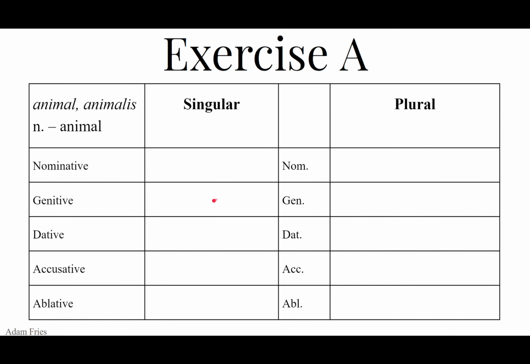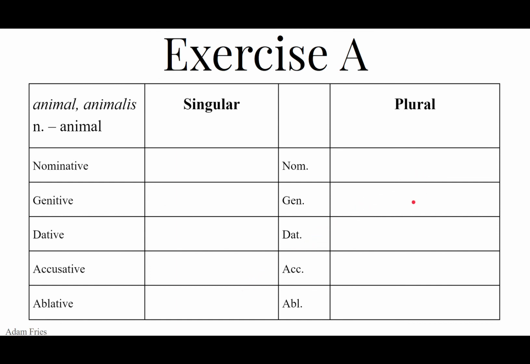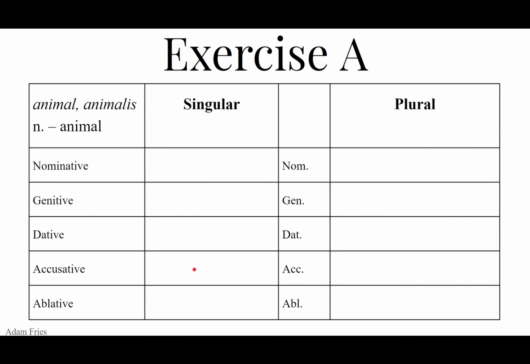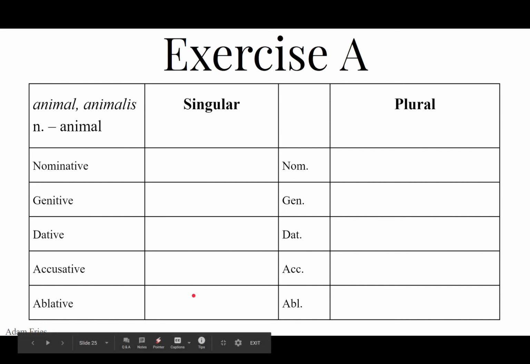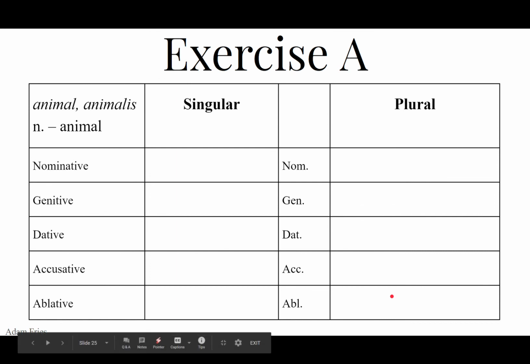So blank, -is, -e, same as nominative, -e, where it's the letter I, -ia, -ium, -ibus, -ia, -ibus. So animal, animalis, animali, animal, animali, animalia, animalium, animalibus, animalia, animalibus.